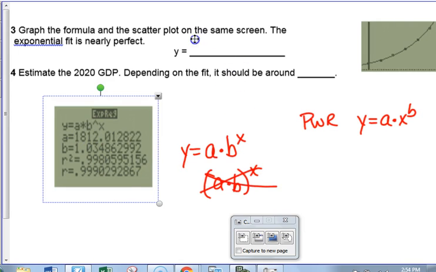So don't get confused. Filling this in quickly, 1812 times 1.035 to the x.